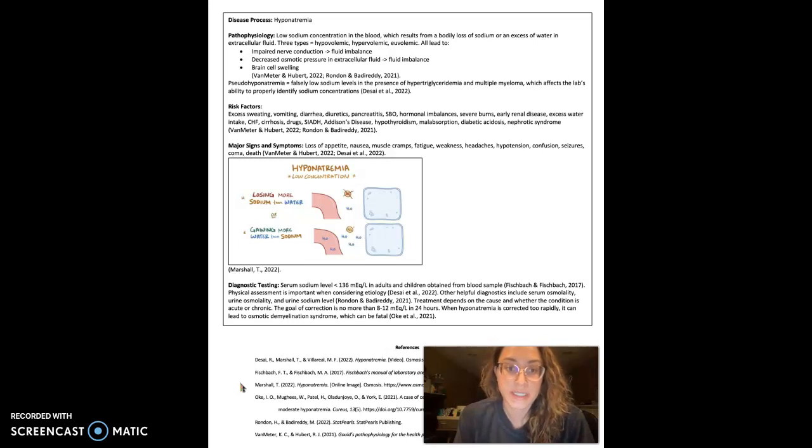All three of these lead to impaired nerve conduction and decreased osmotic pressure in extracellular fluid, which leads to a fluid imbalance, and this can lead to brain cell swelling.